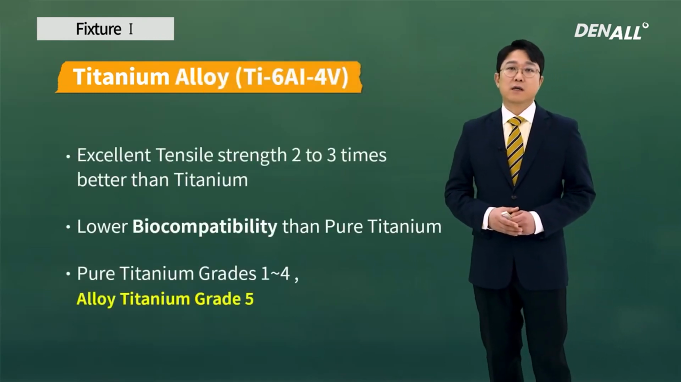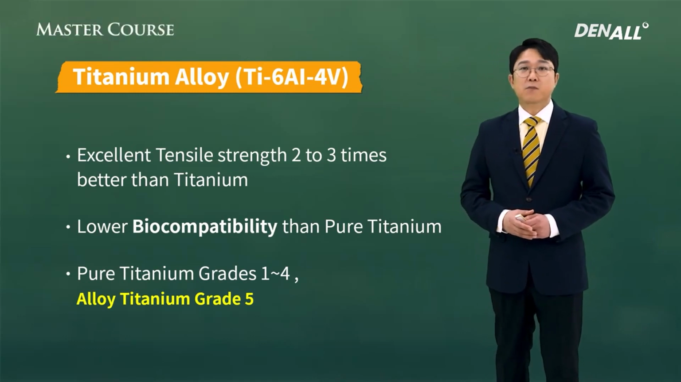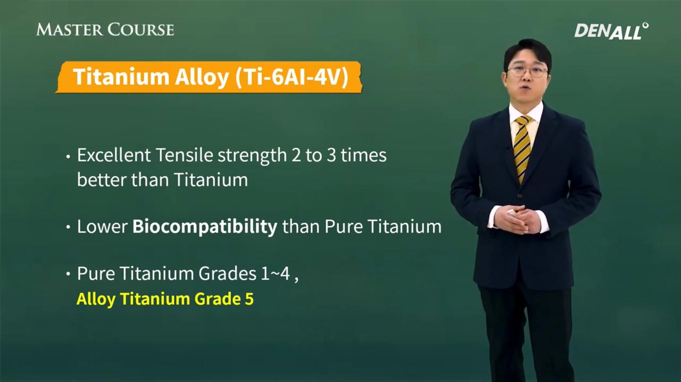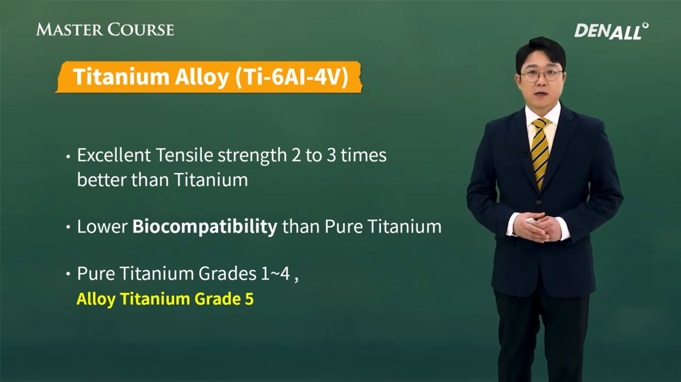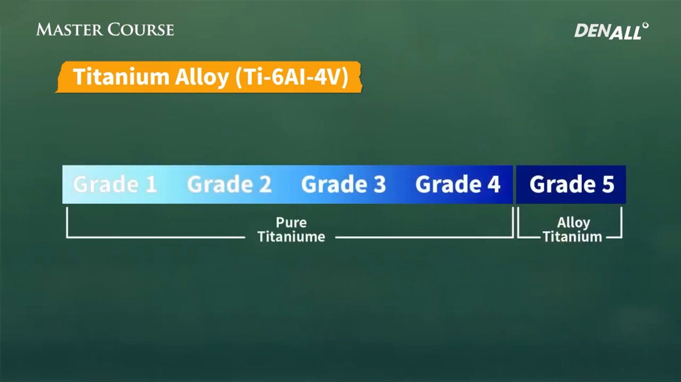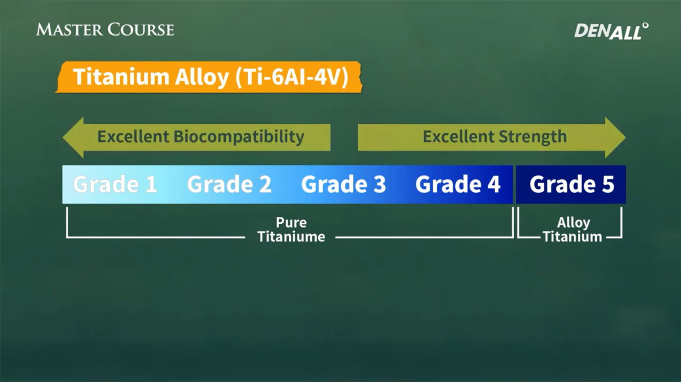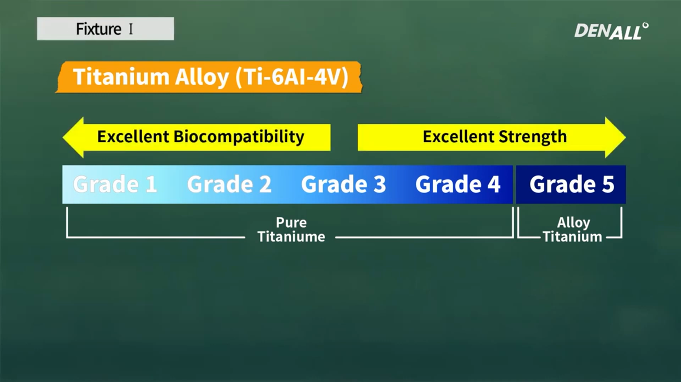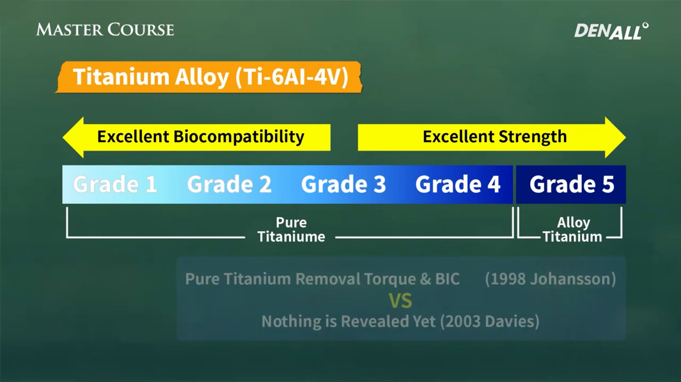People used to think only pure titanium can be used, but as a higher strength material is required for implants, titanium alloy with aluminum and vanadium was developed. So grades 1 to 4 are pure titanium, and grade 5 is titanium alloy. From grade 1 to grade 5, in that direction, the strength goes up, but biocompatibility decreases. On the contrary, as you go toward grade 1, strength goes down, but biocompatibility increases.